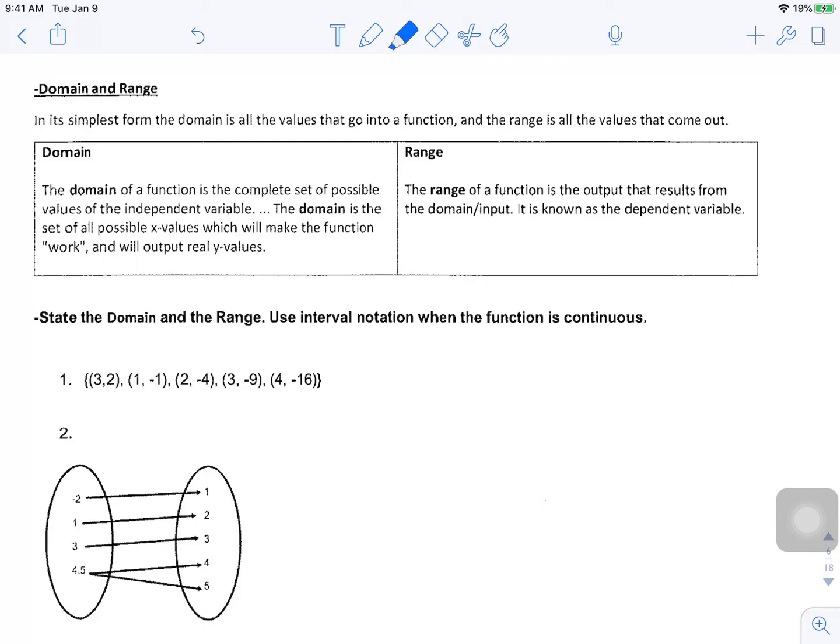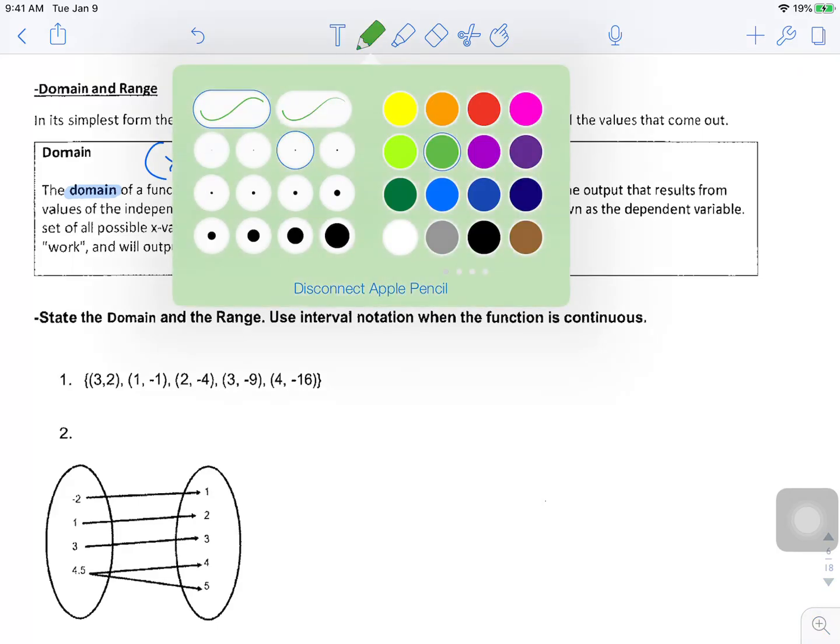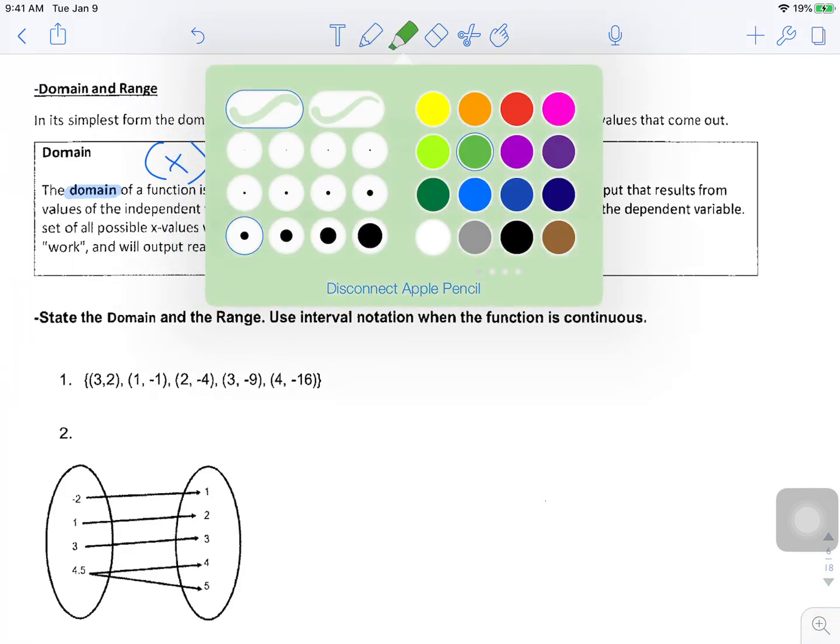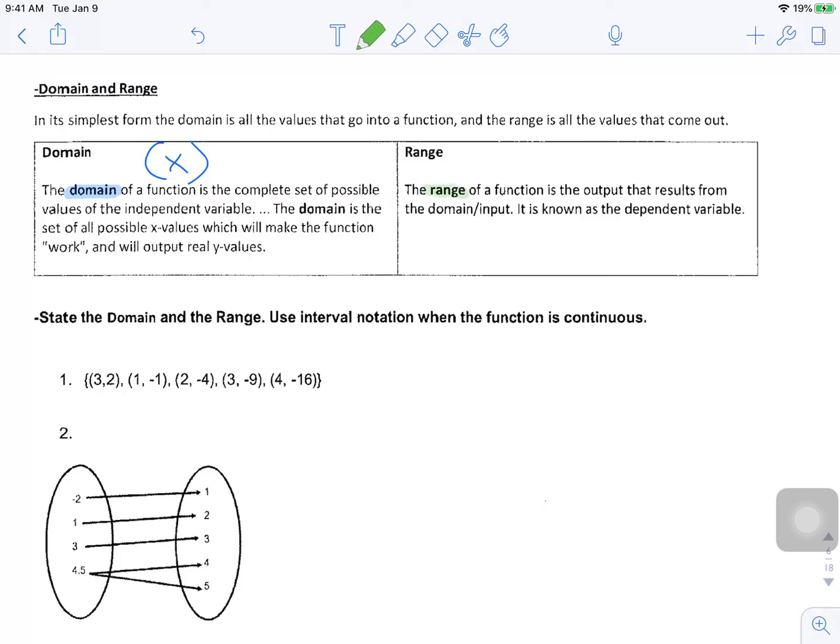Just as a recap, reviewing what Mrs. Punzel taught you about the domain being the x values and the range, over here on the right, being your y values. We need to know those. They're the input, the output, and a bunch of different words that you were taught. But when you hear the word domain, you really do have to know that we mean the x values.